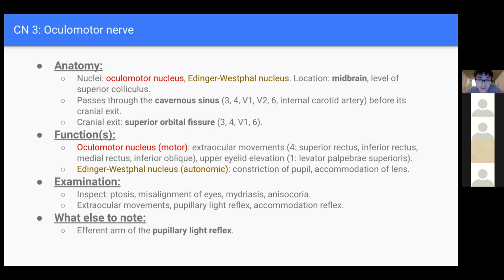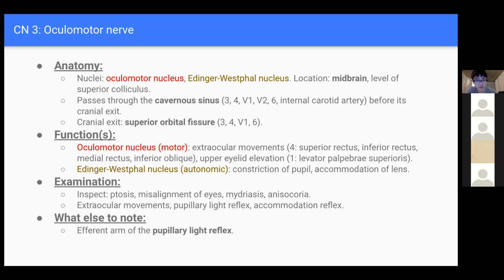Now, the cavernous sinus has a lot of things that actually pass through it, and you should know what things go through the sinus. So I put it in parentheses here. It's 3, 4, V1, V2, 6, and the internal carotid artery. Superior orbital fissure has many of the same things going through it. This is 3, 4, V1, and 6, but it's not exactly the same content, so make sure you don't mix up the two.